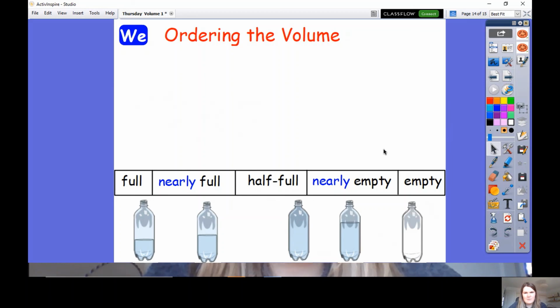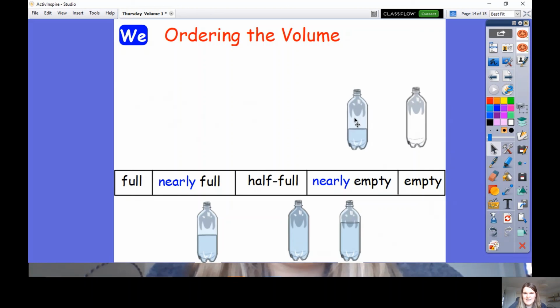All right, let's do it together. Which side are we starting at, full or empty? You want to start at empty this time? Okay, which of these bottles is empty? Well done, this one is the empty one because we can see that there's nothing in the bottle. Right, where's my nearly empty one then? Tell me when to stop. Fantastic, this is the nearly empty one because, next to empty, it's got the least amount of volume.